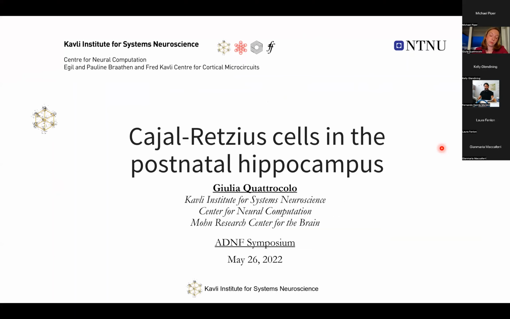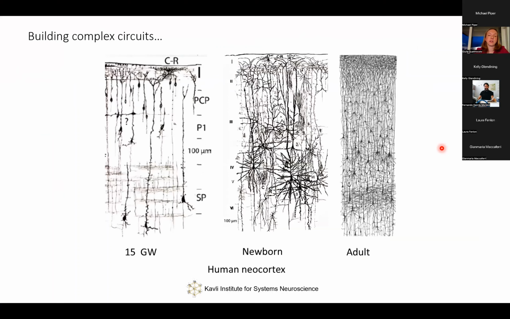That we have in one of the lines of research we have in the lab right now, which is about understanding the role of CR cells in the postnatal hippocampus. So one of the things that has always fascinated me is how the nervous system gets together. How do neurons know where and when to migrate? How do they know what type of neurons to become? And how do they know who they should talk to?